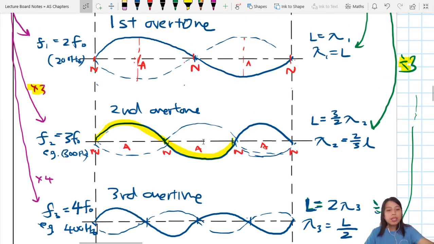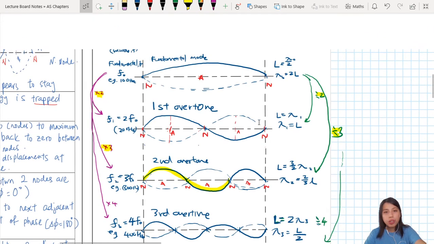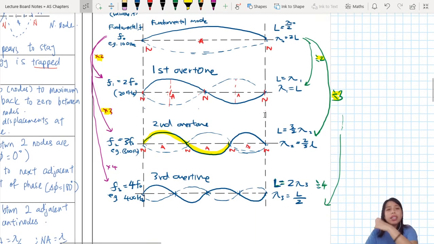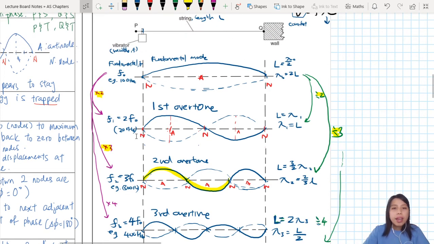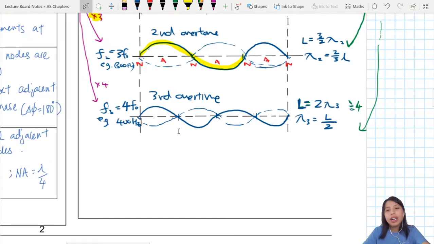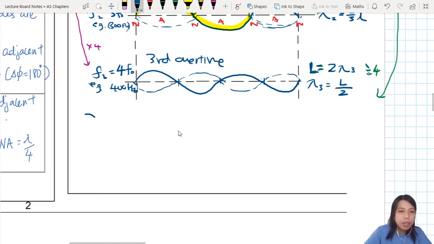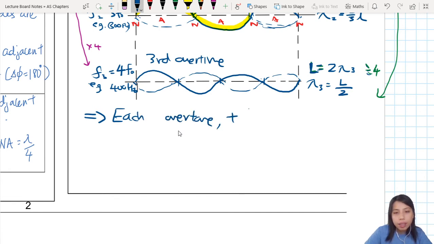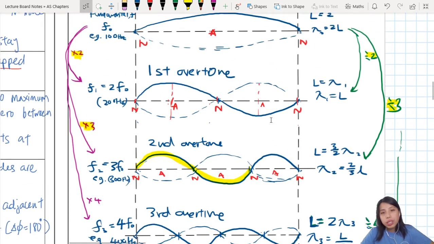So this is our picture of all the overtones on the string. You can actually go more and more, just keep adding, and you just get smaller and smaller loops. So what to remember is, every overtone we squeeze in lumpy stuff. But how do we describe that in English? Okay, this is how you say this. Each overtone, you add half a wavelength. So that's why we say lambda over 2. You squeeze in half a wavelength.